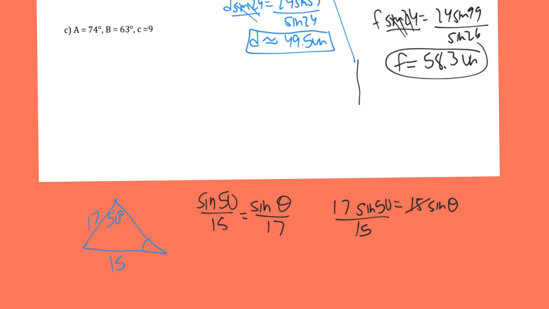Now, when you use your calculator, really make sure that you don't round off and then do inverse sine to that rounded off value. Go up and grab it. So I'm going to do the fraction key and do 17 sine of 50 over 15, and I'm going to get a decimal, 0.86. And then I'm going to do second sine, arrow up and grab that decimal and push enter. I get 60.2 degrees.